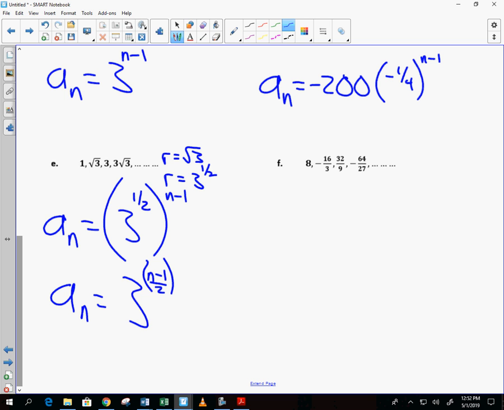And finally, one more problem. Can you tell what the ratio is here? Yep, negative 2/3. So a sub n is equal to 8 times negative 2/3 raised to the n minus 1. And there we have it.